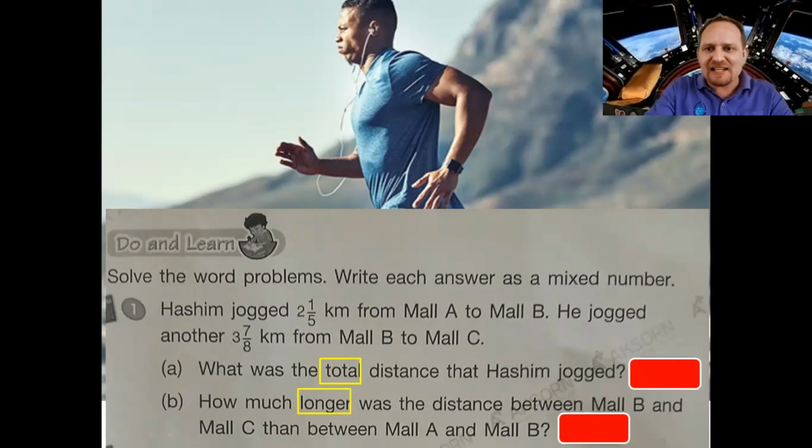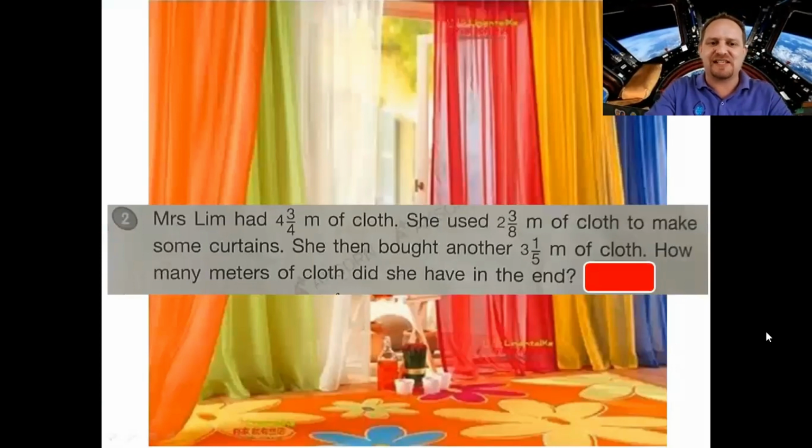Good. Let's go to question 2. It says, Mrs. Lim had 4 3/4 meters of cloth. She used 2 3/8 meters of cloth to make some curtains. You can see some beautiful curtains in the background. She then bought another 3 1/5 meters of cloth. How many meters of cloth did she have in the end?